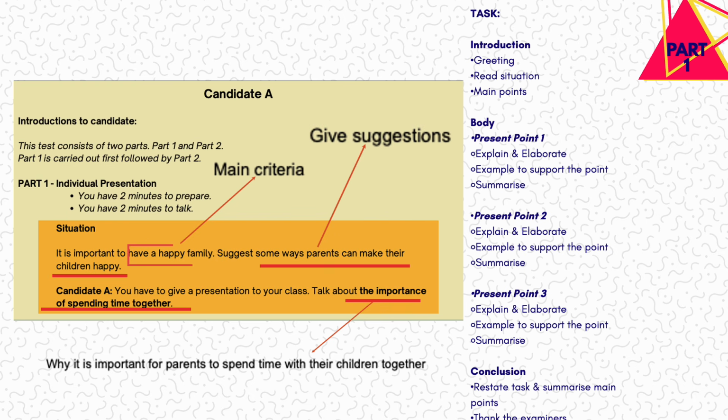What should you highlight here? Firstly, identify the main criteria, which is to have a happy family. And what's next? You need to suggest some ways parents can make their children happy. Take note on the two subjects here, the parents and the children. Not about the teachers and not about the students, but on how parents can make their children happy. So, as candidate A, what exactly do you need to do? You need to present about why it is important for parents to spend time with their children together.